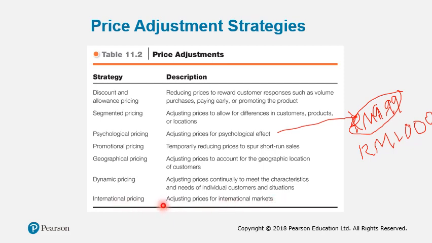And lastly, international pricing, which is adjusting the prices for international markets. By looking at the nation or the country's cost of living, and also the country's accessibility towards your product. You can Google later on the prices of McDonald's burgers all over the country. You will see that there are different prices. If you do the conversion of the currency, you will not get the same price. It all depends on the international market itself.